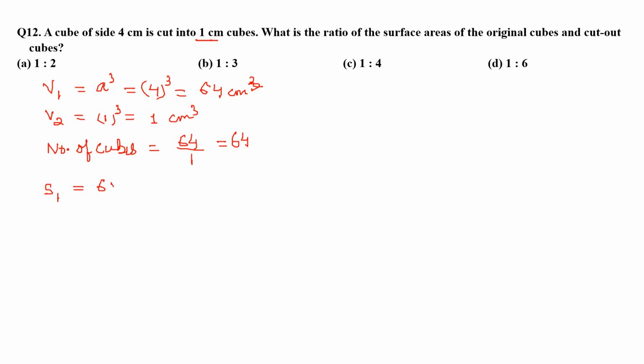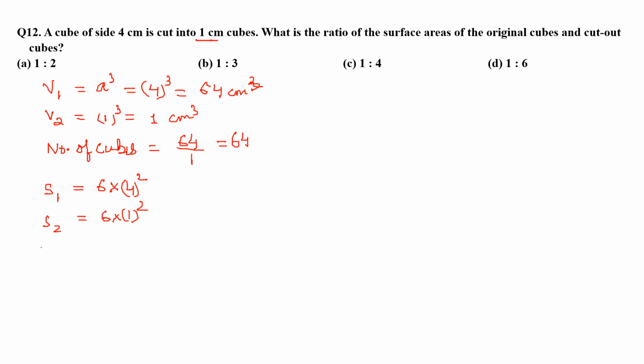And your a is 4. So this will be the answer. And the surface area of the new cube having side 1 centimeter will be 6 into 1 square. Okay, but this will be the surface area of only one cube. You have to find the ratio of all the cutout cubes.